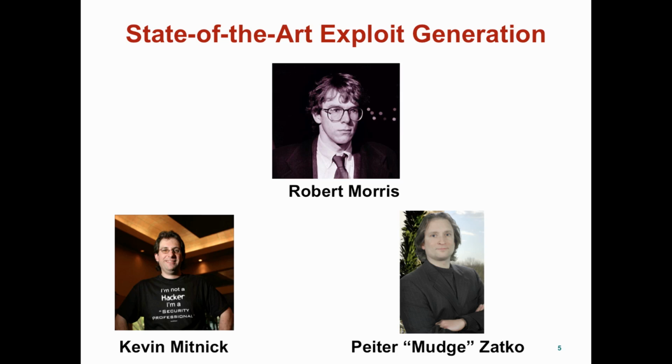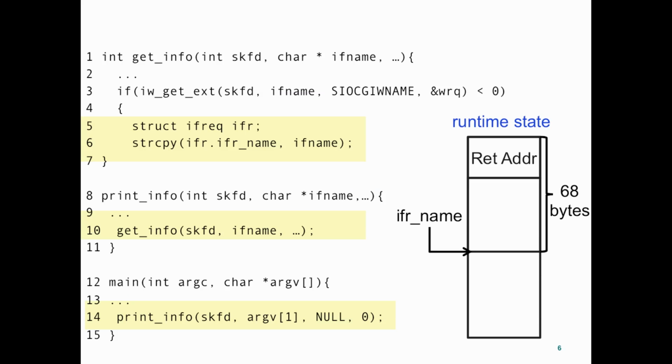And then if you're security inclined, you have to think really, really hard about whether or not that bug can be exploited. And the reason it's difficult to figure out whether a bug's exploitable or not is reasoning about the source code is insufficient. You also have to think about how that program's going to run on a real system. For example, when I compile this vulnerable program on my computer, it compiles down so that there's a particular runtime state where there's a return address pushed onto the stack, and the ifr_name data structure is 68 bytes away.